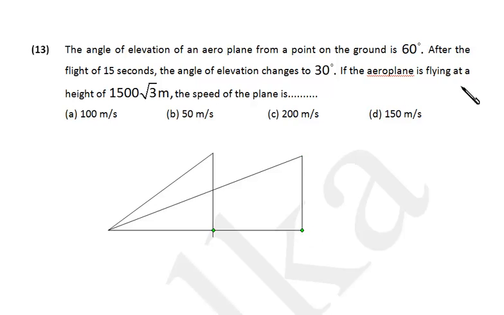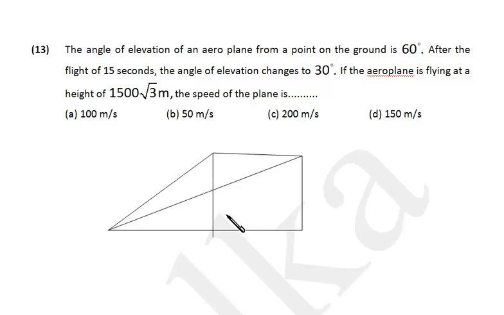Now, if an aeroplane is flying at the height of 1500 root 3, what is the speed of the plane? That means from this place to this place is taking 15 seconds. So if we calculate the distance between these 2 points, we already have the time, so we can calculate the speed of the plane, right? That's pretty easy for us. Let's do it.